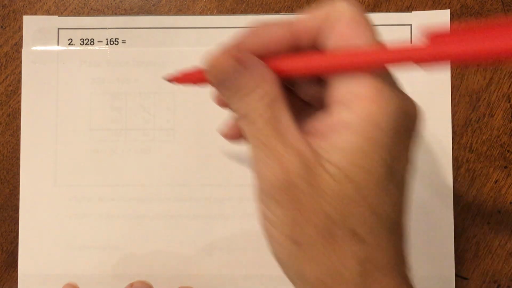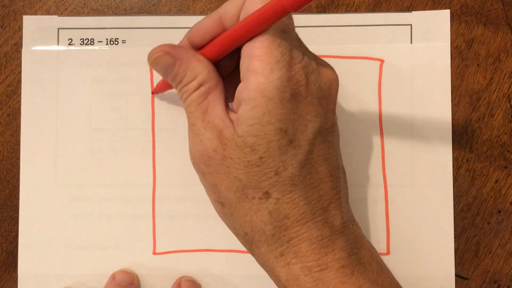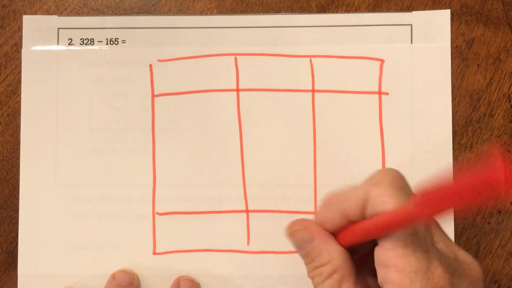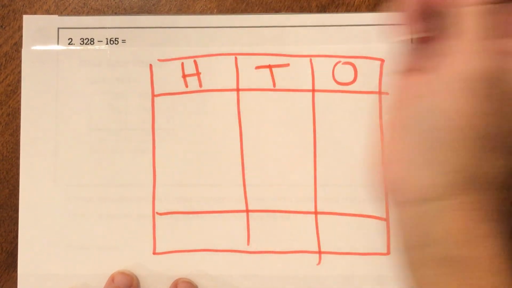Here's my next problem, and it says 328 take away 165. So for this strategy, I'm going to do more the place value strategy that we did before and see how you feel about that. So for this strategy, I'm going to draw my place value mat with my title and my answer, and there's going to be 3 columns. So 1, 2, 3, and here's my ones, tens, and my hundreds.